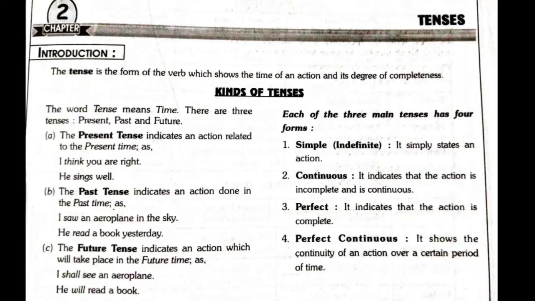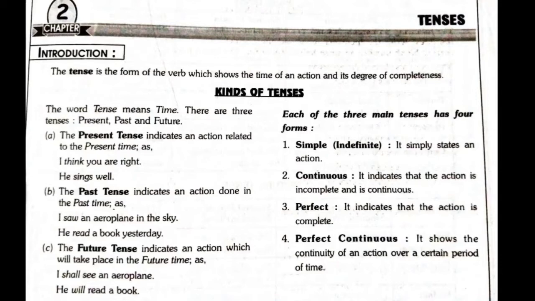Next is kinds of tenses. What does tense mean? Tense means time, and there are three kinds of tenses. Number 1, present tense. Number 2, past tense. Number 3, future tense. First, we'll study what present tense is. Present tense indicates an action related to the present time.